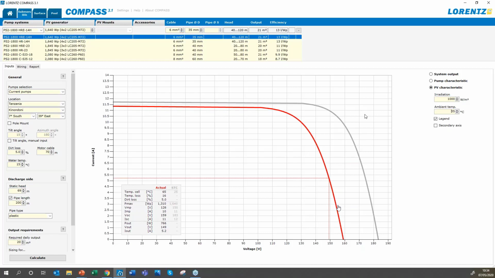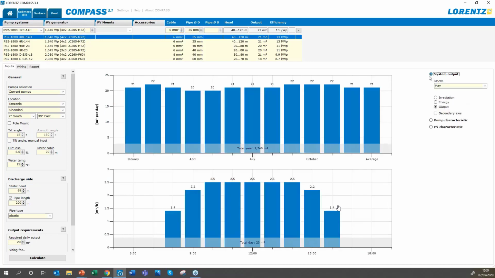So we've gone a bit complicated there. Let's get back to the simple point. When we sized our system, it's chosen a system, PS1800 HRE14 with 8 PV modules. Actually, we like this. Let's produce a report from this.